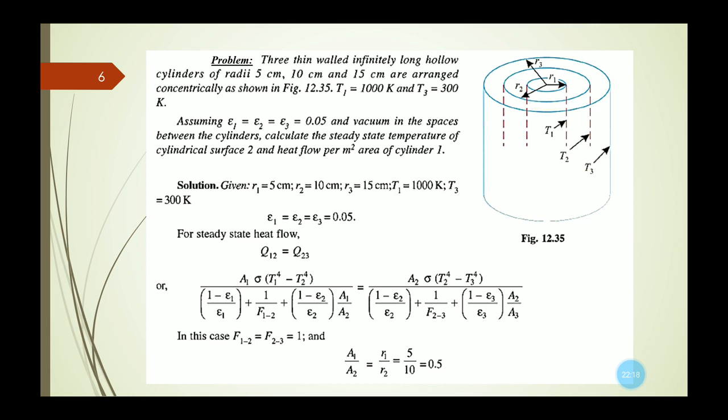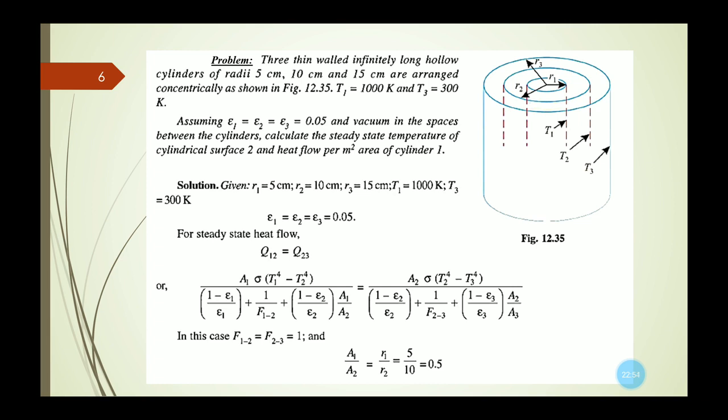Now from the concept of steady state heat flow, we know that Q1 to 2 equals Q2 to 3. So the formulas for Q12 and Q23 which we have studied earlier, you can write here: A1 sigma (T1 to the power 4 minus T2 to the power 4) divided by (1 minus epsilon 1) divided by epsilon 1, plus 1 by F12, plus (1 minus epsilon 2) divided by epsilon 2 into A1 by A2.